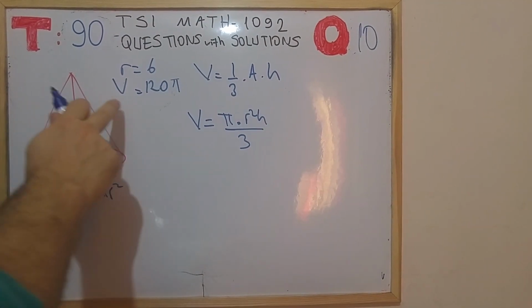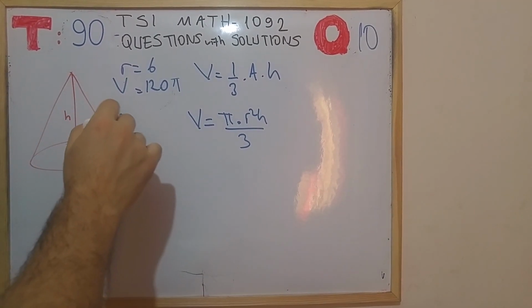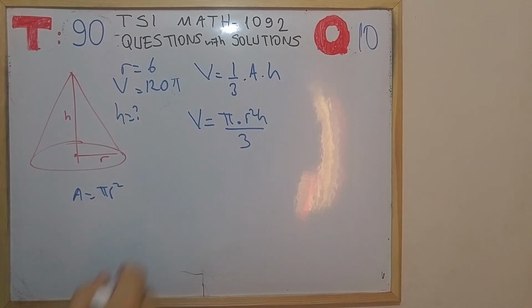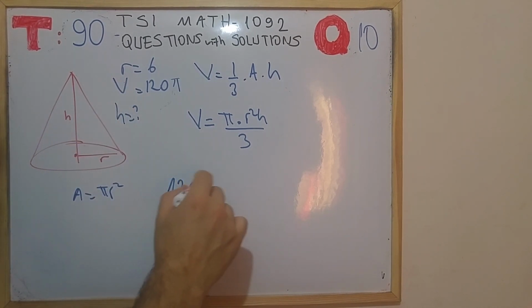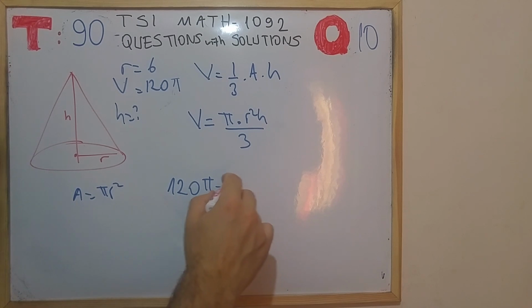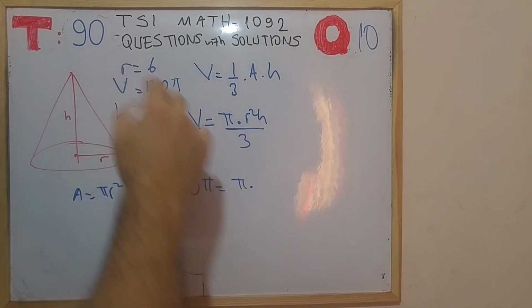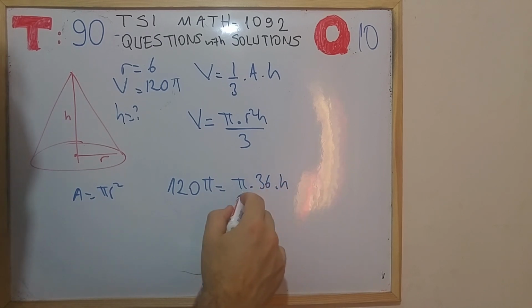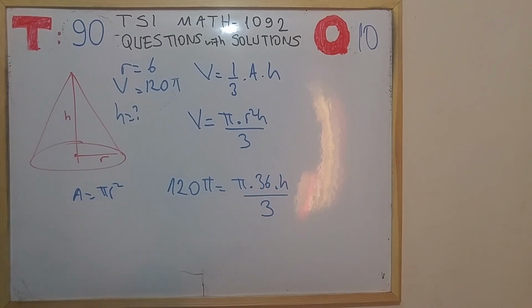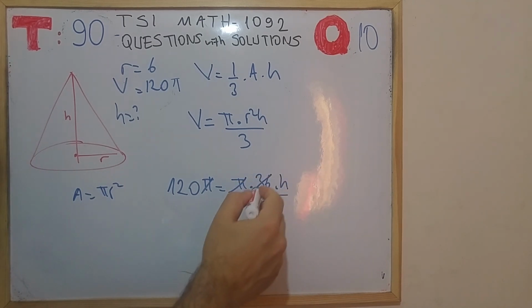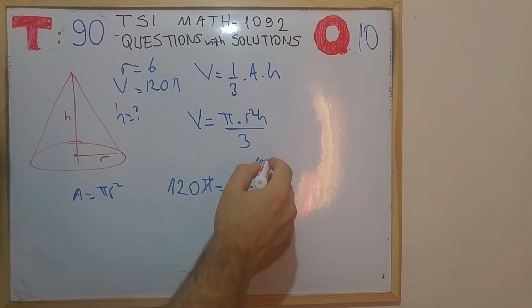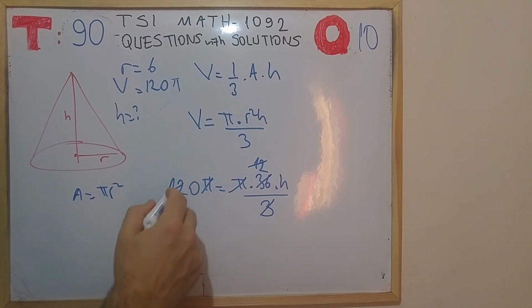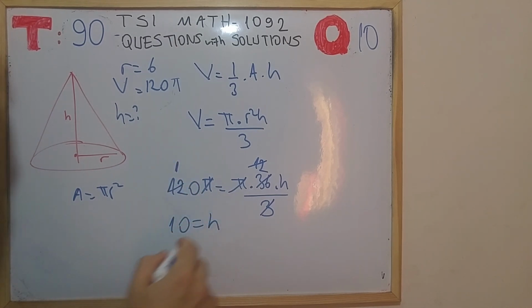And we know the volume, we know the radius, but what we don't know is the height. So the volume is equal to pi times r squared, that is 6 squared, that is 36, times h over 3. So pi cancel each other out, and 3 and 36 simplify to 12. 12 simplifies 120 to 10, so 10 is equal to h.